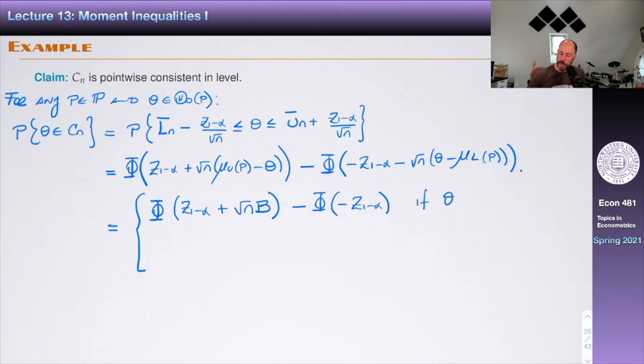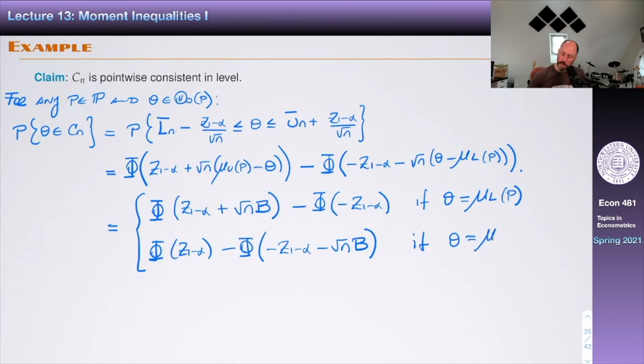I want to say here, if θ equals μ_L,P, it's going to be equal to this, and if θ is equal to the upper bound, it's going to be equal to this. In each of these situations, B is μ_U minus μ_L.